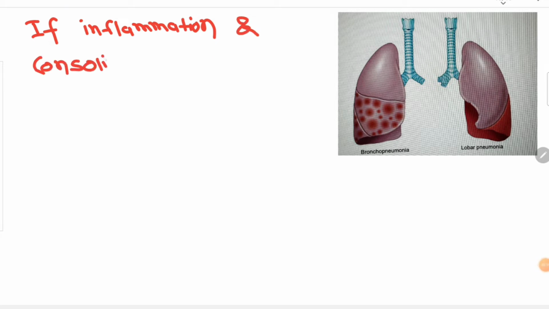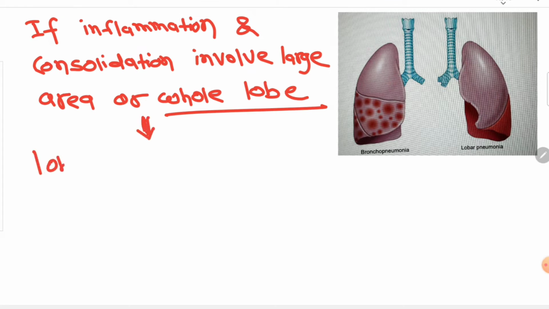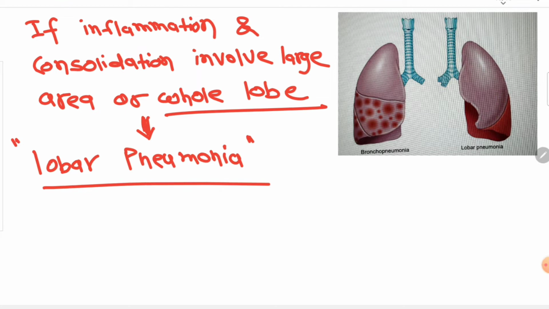Suppose the inflammation of lung parenchyma and the consolidation involve a large area of a lobe or the whole lobe. Then it is known by the name lobar pneumonia, which can be evident in this particular diagram. This image is from the Robbins pathology book. So this is lobar pneumonia, the whole lobe is involved.